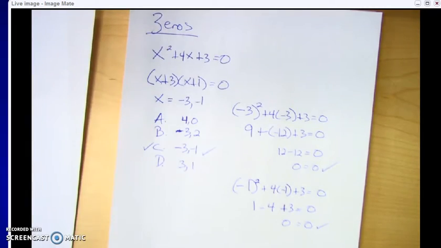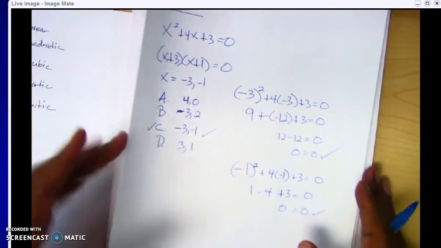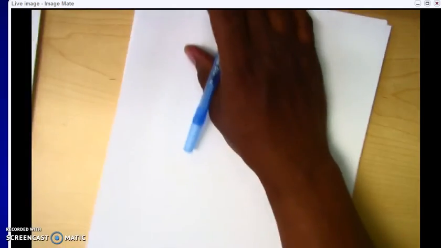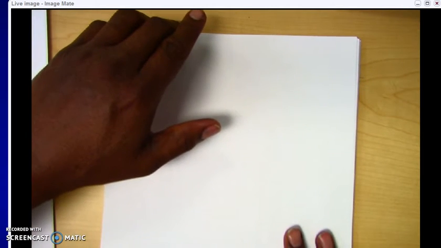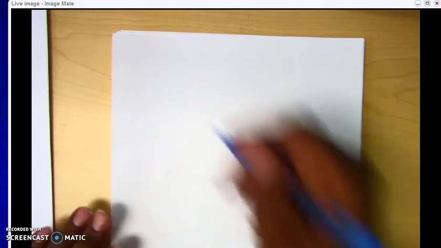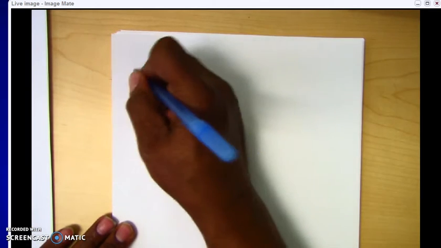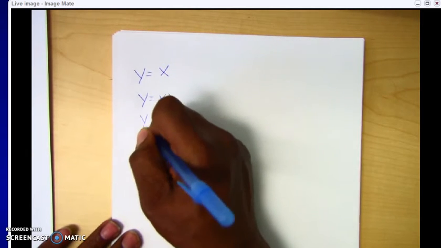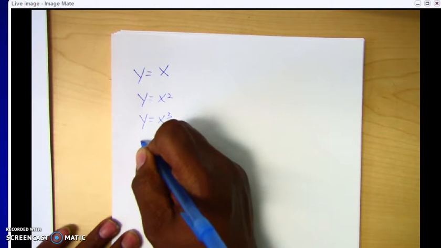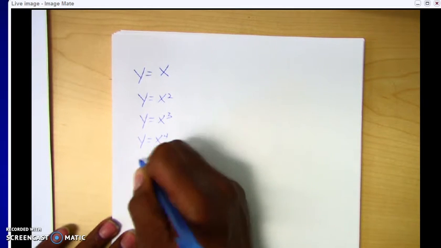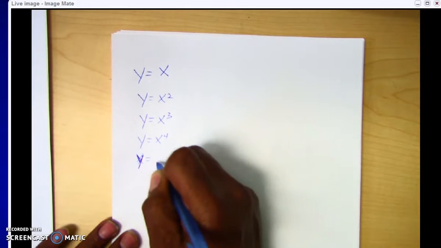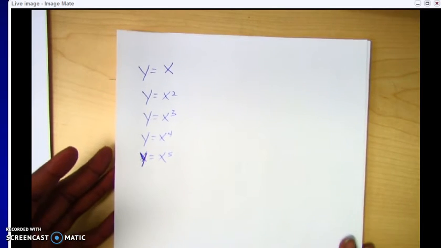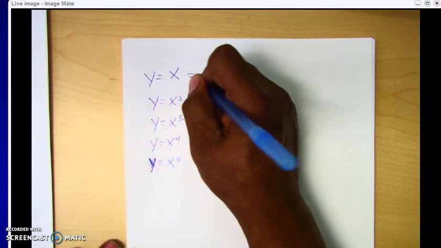What else could pop up on the test? Some very basic stuff that you don't want to miss. Like again, you want to make sure you slam dunk them, so to speak. You're just not going to miss them. For instance, if you have a problem, let's make up something here. y = x, y = x squared, y = x cubed, then x to the 4th, y = x to the 5th. What they expect you to do is know the little fancy name given to these.